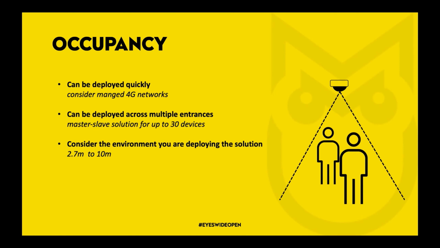The solution can be deployed across multiple entrances as well. So if we've got buildings or stores with 2, 3, 4, 5 entrances, this can be deployed across multiple entrances. There's a master-slave solution, and we can connect up to 30 devices together in this master-slave format and really get true occupancy of a business premises. Also consider the environments we're deploying the solution in. Typically this solution is an indoor solution and not an outdoor solution. Things to consider are things like mounting height. This can be deployed at its lowest at 2.7 meters and up to 10 meters. You may need multiple cameras for one entrance depending on the width. But as I said earlier, the team here can help you pull together what that potentially looks like for you.